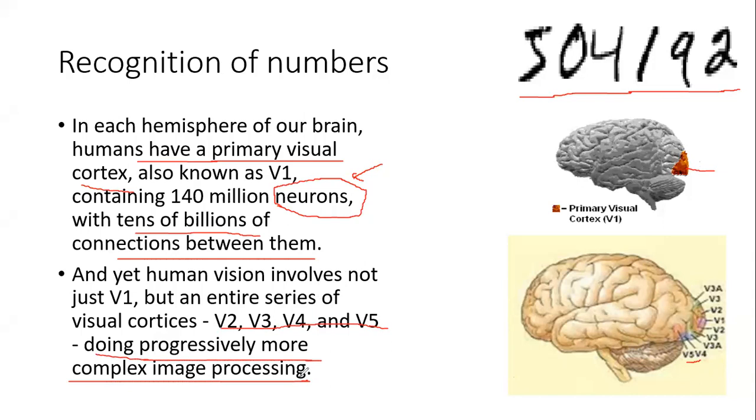Do you understand what it is written here? What does it mean, doing progressively more complex image processing? Who will tell? Sir, it means analyzing more and more pictures which have a lot of objects.